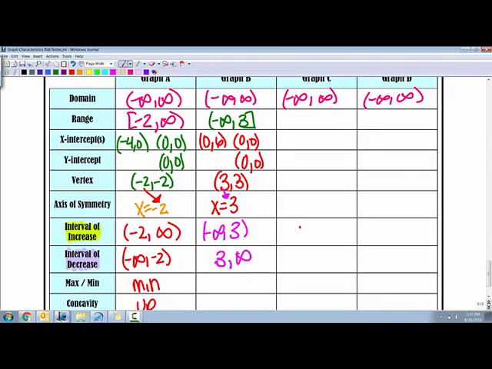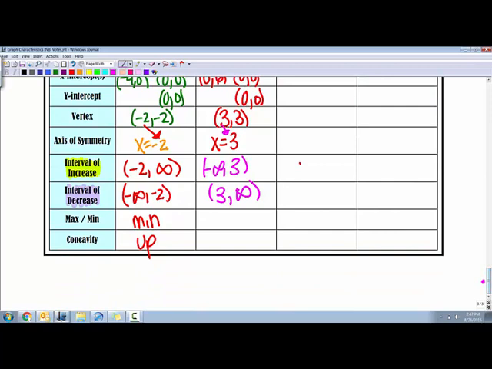To infinity. Good. Here's where we get confused. Because it's pointing down, a lot of you will say it's going to negative infinity. But remember, we're talking about the x values. It's going forever to that right side. So it's going towards infinity. Is it a min or a max? It is a max. And is it opening up or down? Down. Okay.